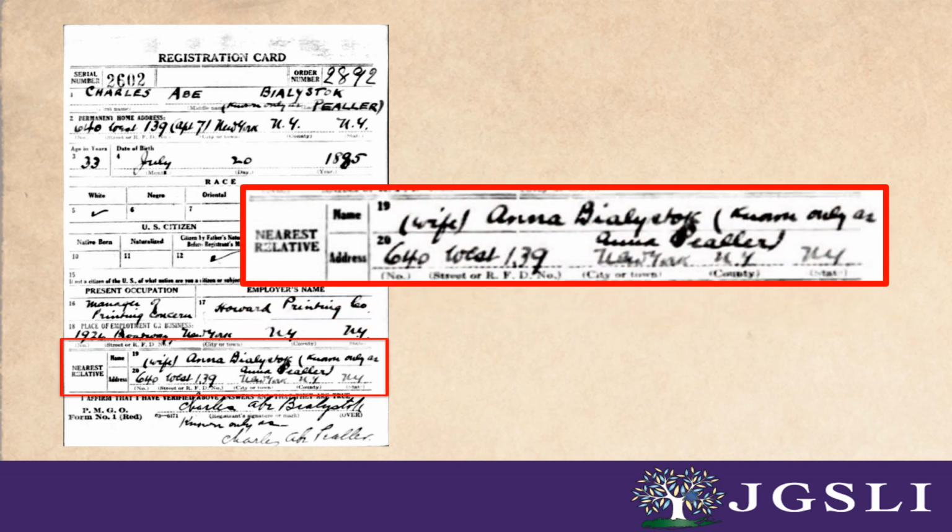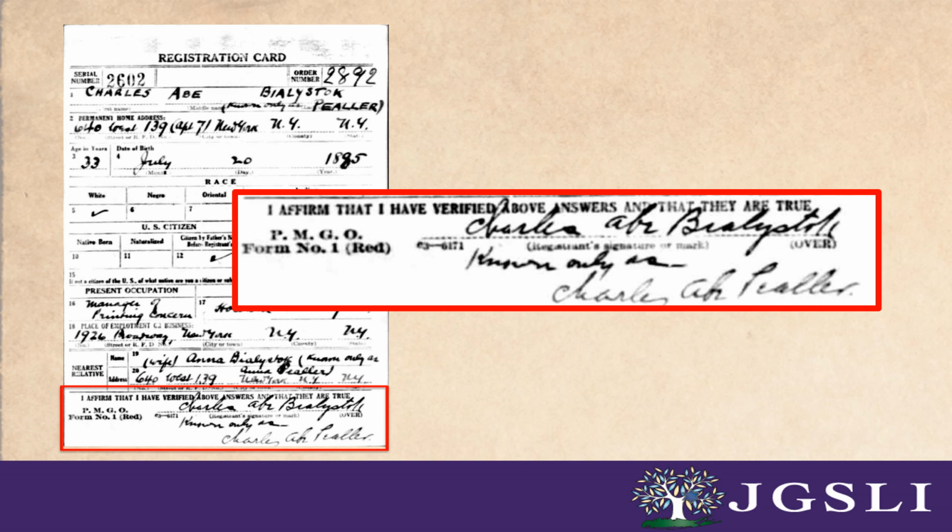Number 4. The following section records the registrant's closest living relative. If he was unmarried, you'll usually find the parent's name and address. If married, you'll see his wife's name. In this case, we also see that Charles's wife, Anna, is also known as Anna Peeler. Number 5. At the bottom of the front side, you'll see the registrant's signature. Once again, it's clearly marked that Charles has changed his name from Bialystok to Peeler.